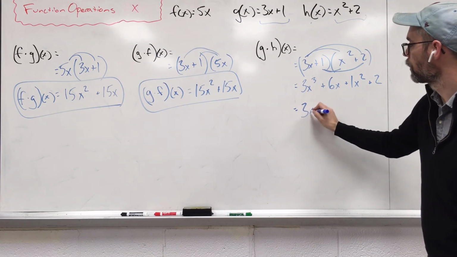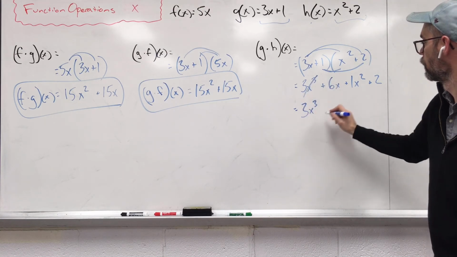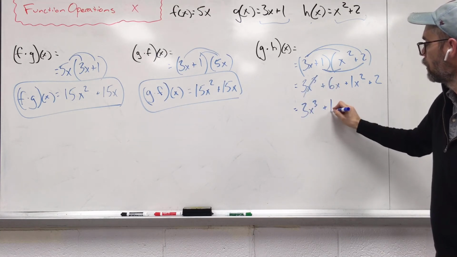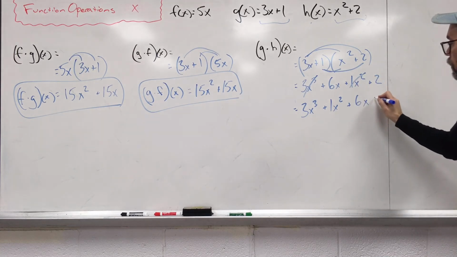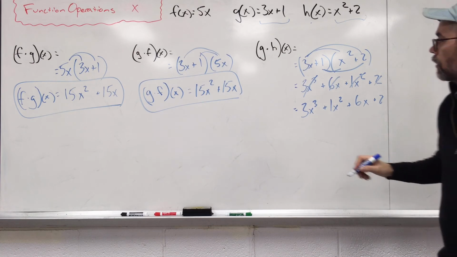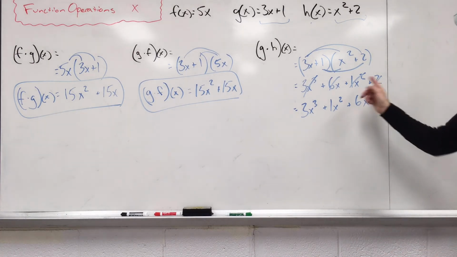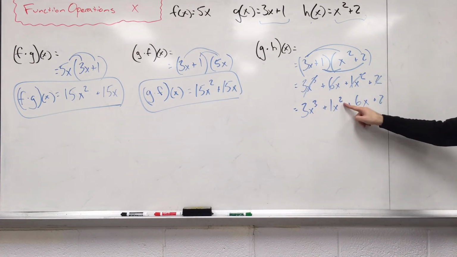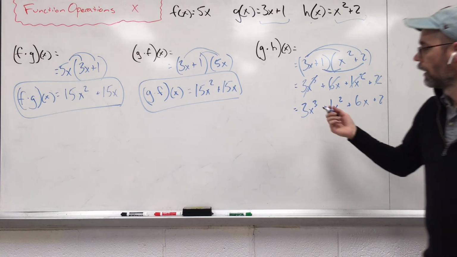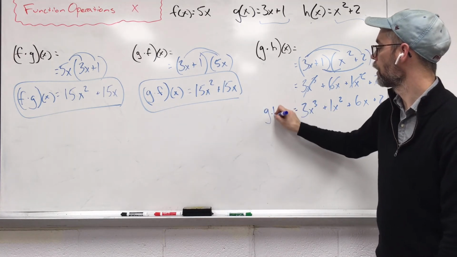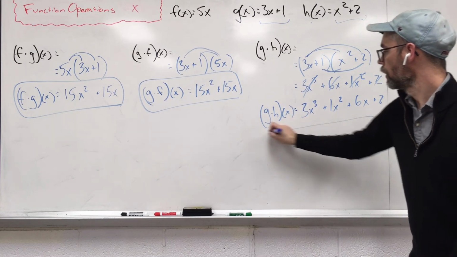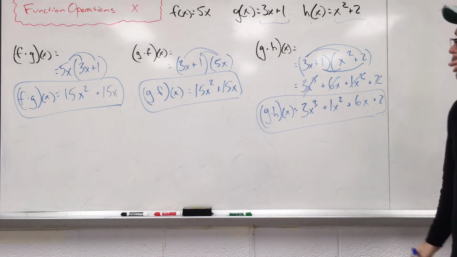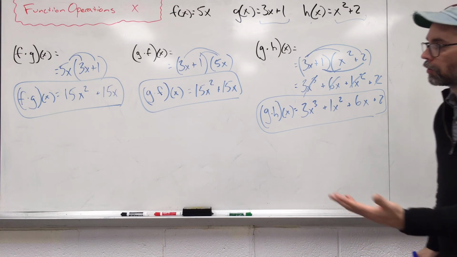So highest exponent first. You could leave the 1 here if you wanted, no big deal. So again, all I did, I just changed the order and I put it highest exponent to lowest. And then bring down that function notation, g times h of x. And there you go.